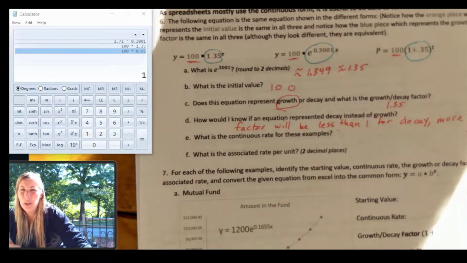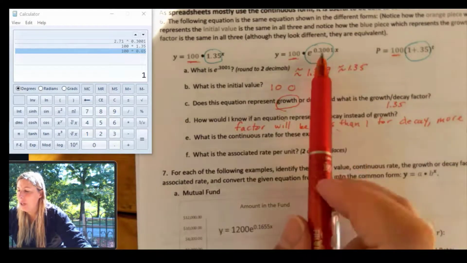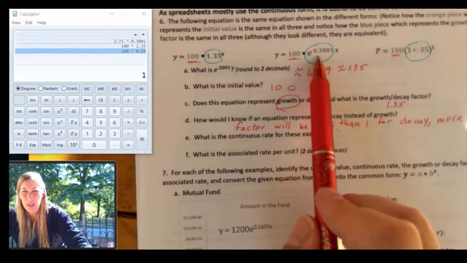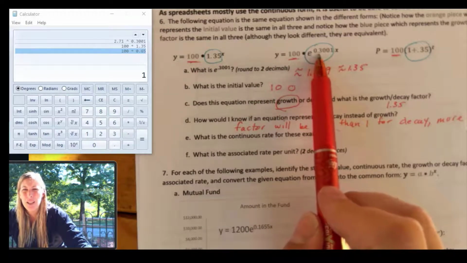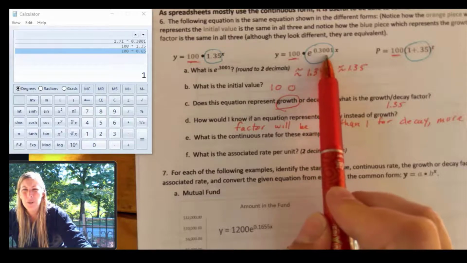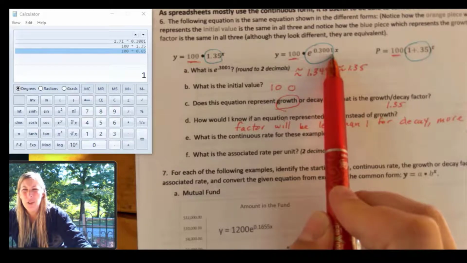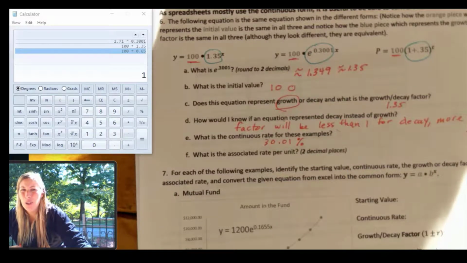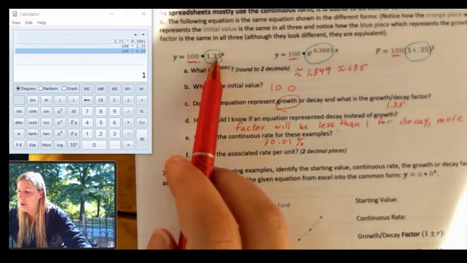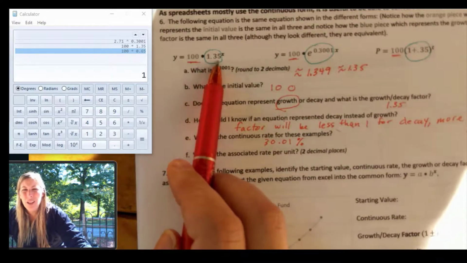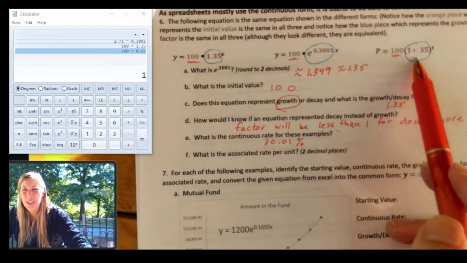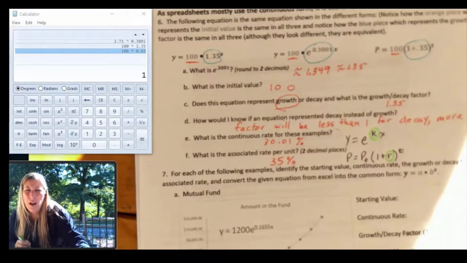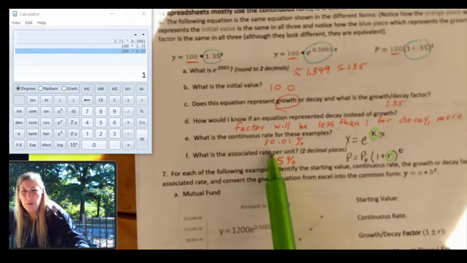Now, what is the continuous rate for these examples? Well, if I go up here and I look at the continuous rate, the continuous form is the one with the e in it because it compounds continuously. My continuous rate is going to be this rate up here, 0.3001. Now, I want to turn that into a percentage, so that's going to be 30.01%. And my associated rate is the rate at which this is growing, so that's going to be 1 plus 0.35, as shown in this example over here also, that's going to be 35%. So if you're confused on how I got the continuous rate, it was 30%.